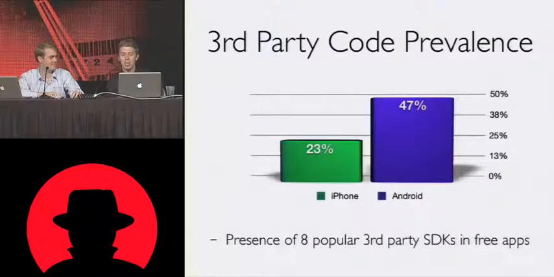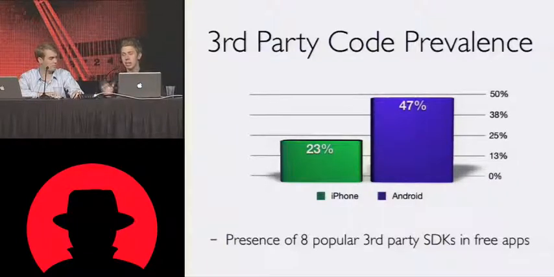And so when we wanted to look at the prevalence of third-party code as a whole, we actually found it was quite prevalent on both iPhone and Android. 23% of applications had one of 8 popular SDKs in them, 47% on Android. And I think this is a good thing in the sense that we're actually seeing developers share code, and we're actually seeing these SDKs get adoption.